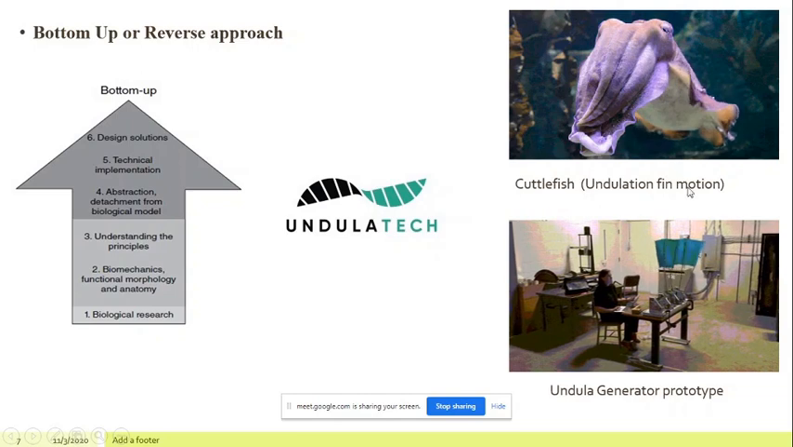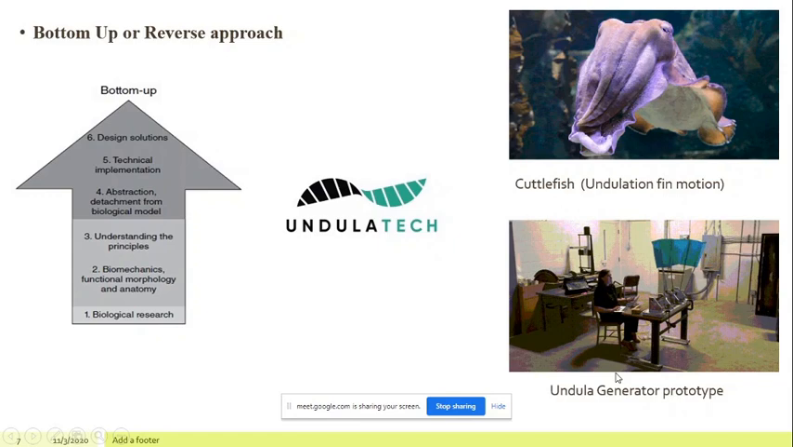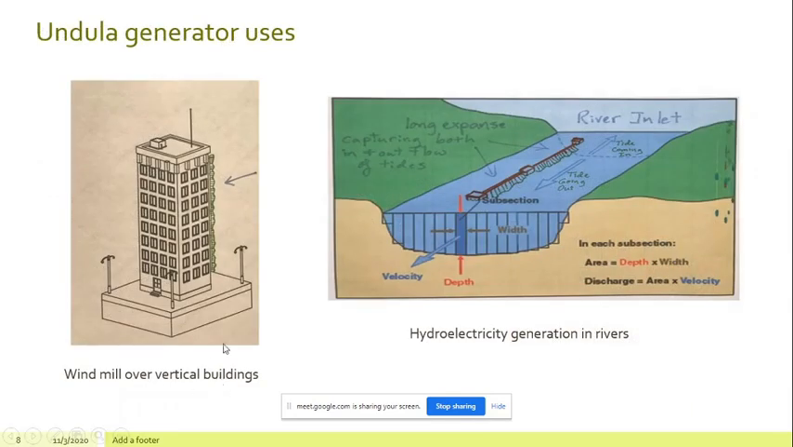Here is a cuttlefish whose fin motion is an undulating fin motion. This was mimicked to form a renewable energy generator. It can be used as a windmill or on vertical buildings where the fins would move and hence the rotor would move and electricity would be generated. Also, it can be used for hydroelectricity generation in rivers and can be installed right in the middle of rivers.